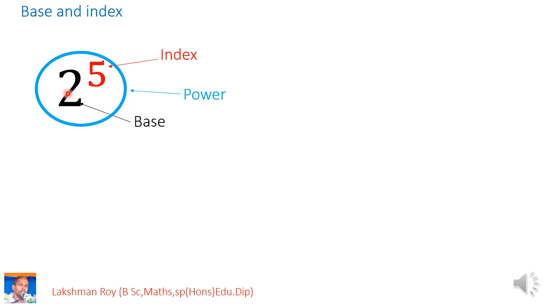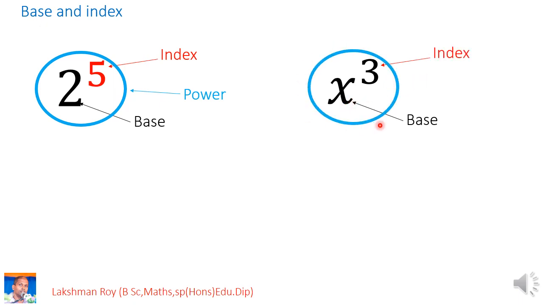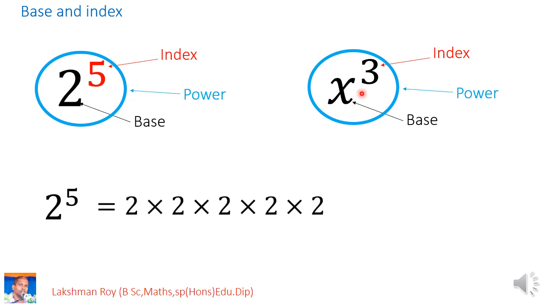Let's see another one, base and index. Here x and here 3. So you know now that x is called the base, this 3 is called the index, and the whole thing is called a power. That is x to the power 3. Now see another one, students.